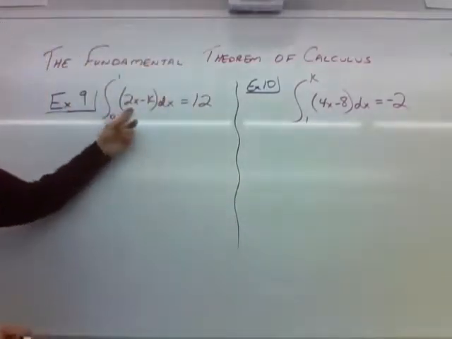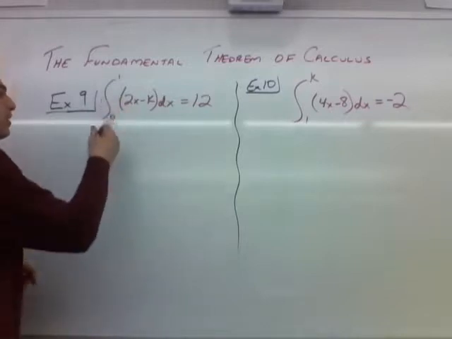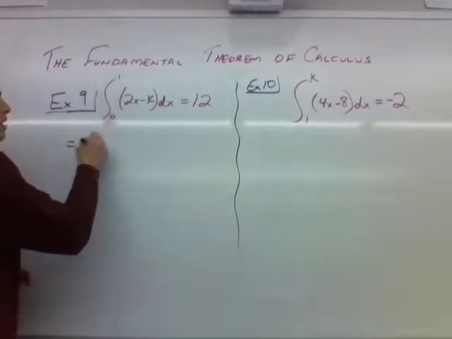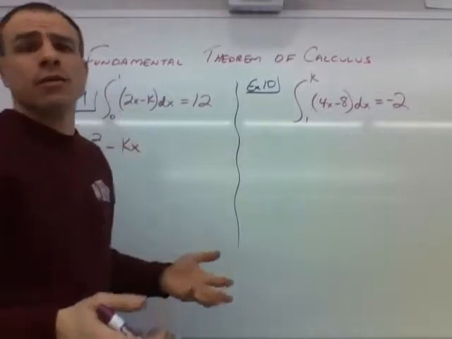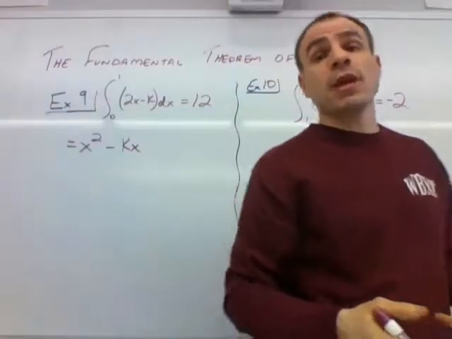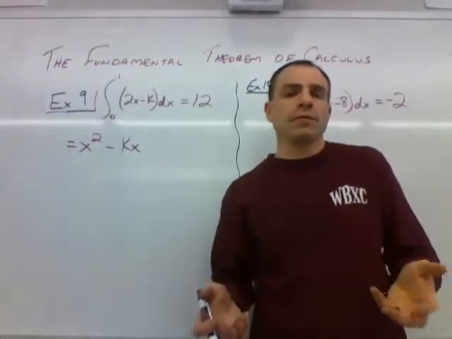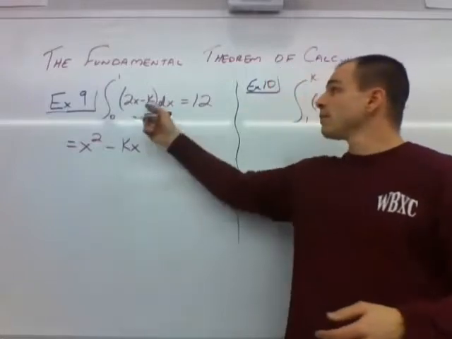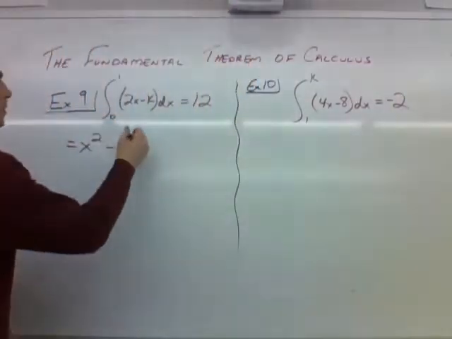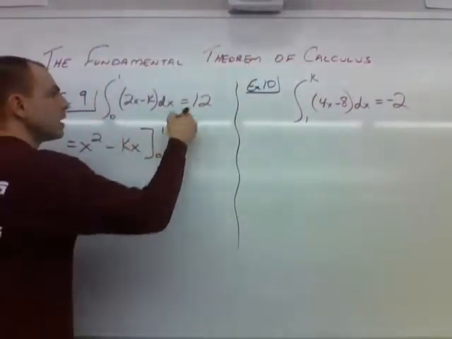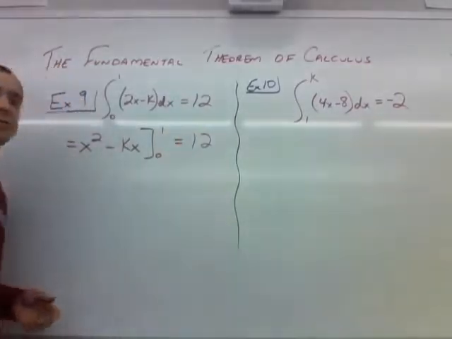With number 9, we need to take the antiderivative of 2x minus k. Well, 2x antiderives to x squared, and k, that's a constant. So it's like a 3 or a 5. So when we antiderive it, it becomes kx, because the antiderivative of 3 would be 3x. So the antiderivative of k is just kx. Right? And that's being evaluated from 0 to 1, and it's still equal to 12.